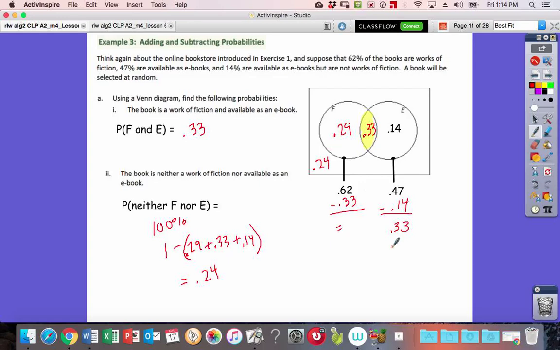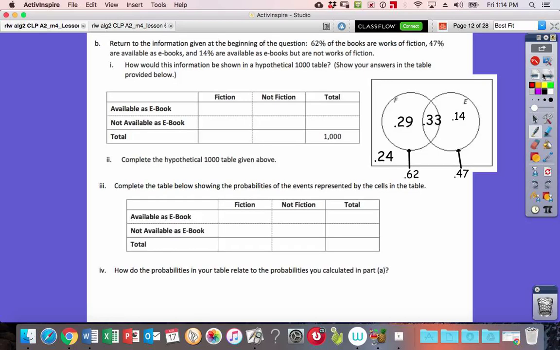And probability, you can either do it as a decimal, which would be 0.33, but a lot of times when we're talking, we say 33%. Either one will work. Okay, let's go to the next one.